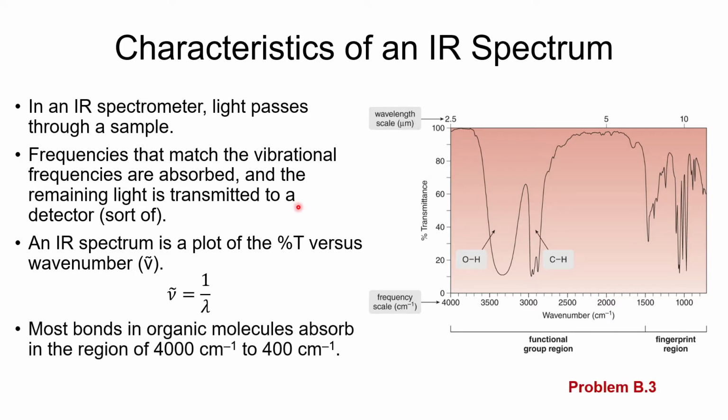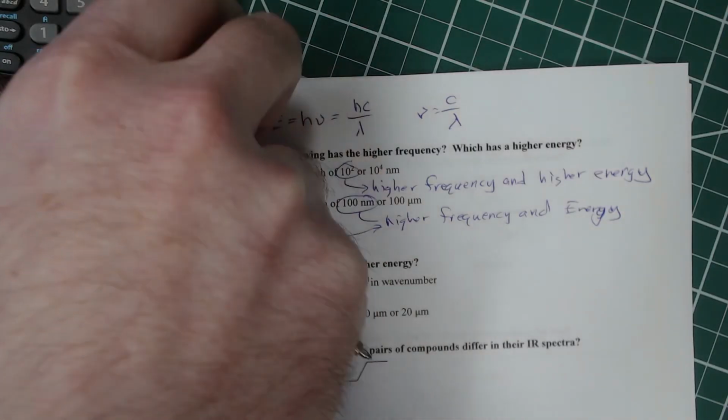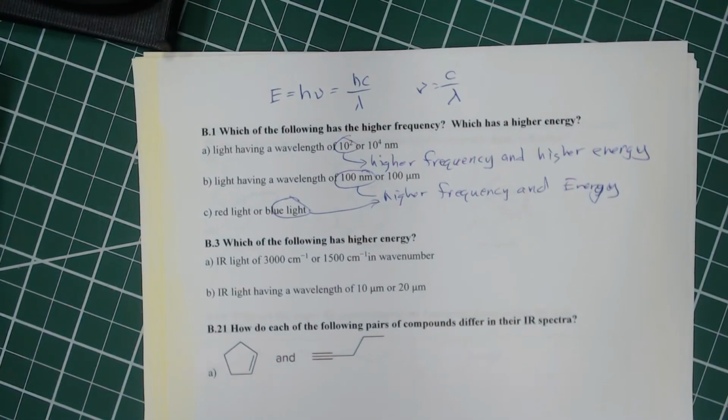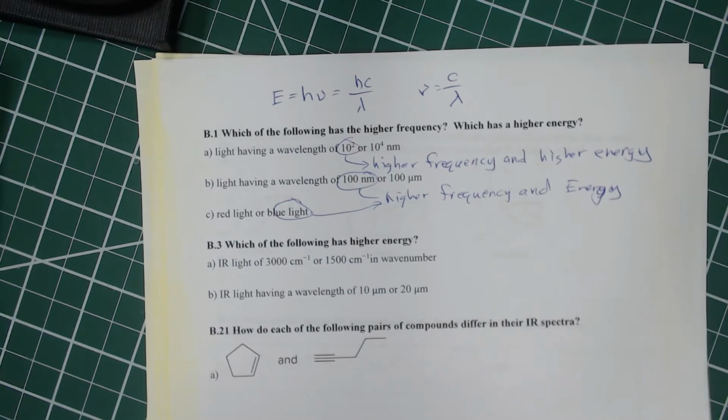Most of the bonds that we're interested in are going to have absorptions in the range from 4,000 reciprocal centimeters to 400 reciprocal centimeters. You can see here that's the 4,000, and this one only goes down to about 700, but you could go a little bit further. We'll talk about what these different peaks mean and how we use them in just a bit. So let's move that calculator out of the way and go back over to this.